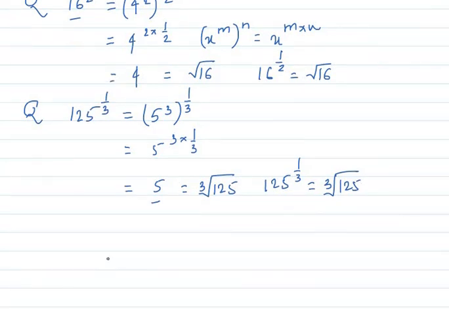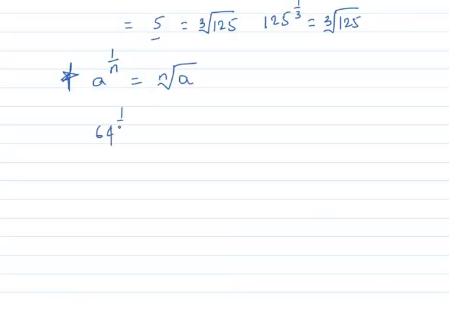So basically this can be generalized. For example, if you have something like this, a raised to 1 over n, this can be written as the nth root of that number. This is extremely important. So 64 raised to 1 over 2 is basically root 64, which is 8.